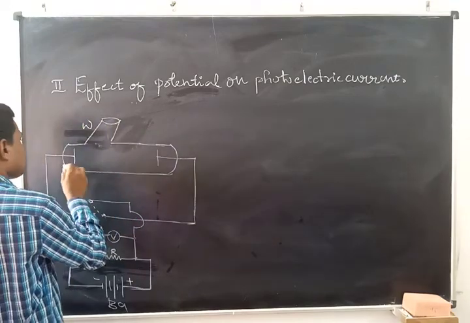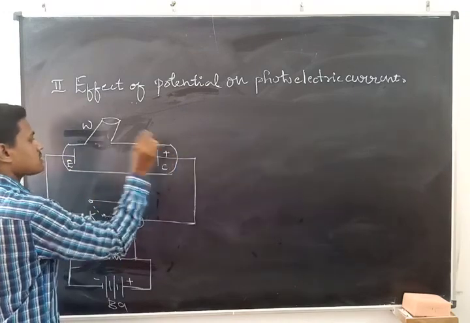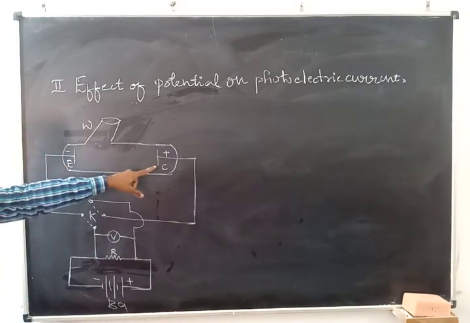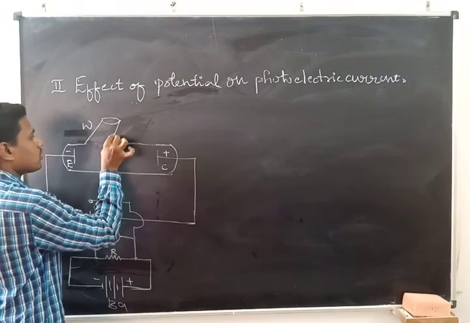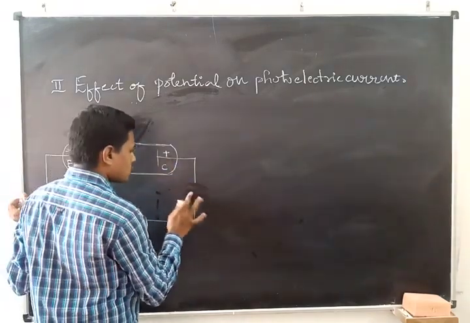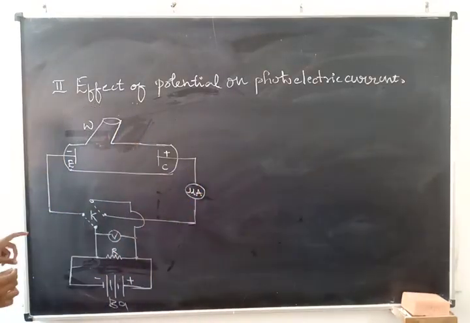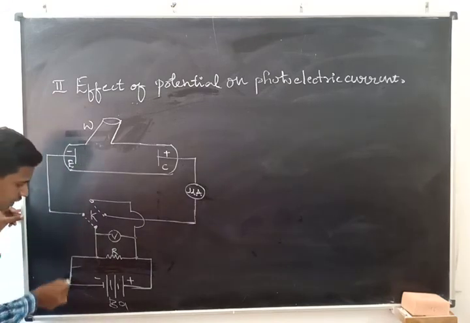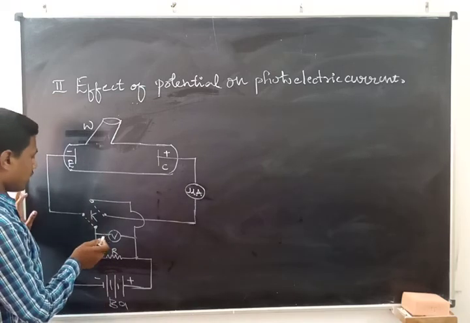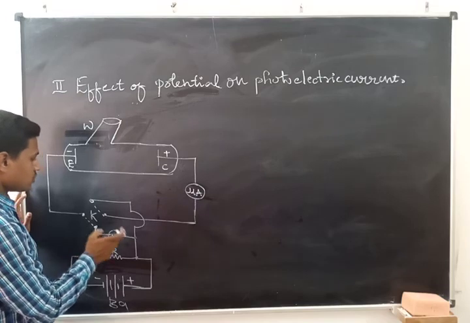This is the window, this is the emitter plate, and this is the collector plate. The collector is always set at positive, and the emitter is at negative. To observe the photoelectric effect and to have a photoelectric current in the circuit, the collector plate is maintained at positive potential. The emitter is maintained at a negative potential with the help of this external energy source, the battery, and the potential between the emitter and collector plate can be observed with the help of this voltmeter.